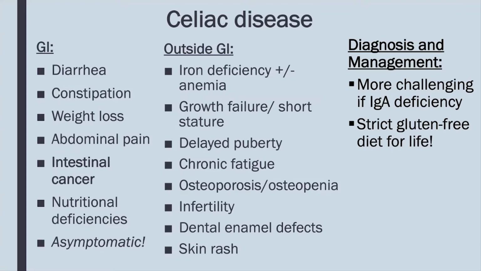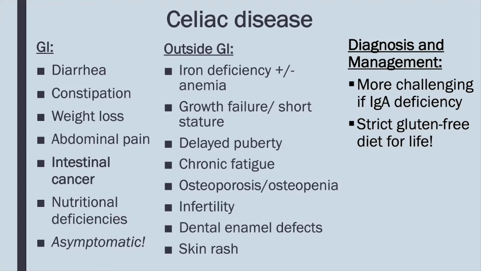The next topic I wanted to share is that of celiac disease. On the left column, you'll see some GI symptoms that can happen when you have celiac disease. These are very variable. So some patients present with diarrhea, others with the total opposite of constipation. Some have weight loss, some have abdominal pain. Over the long term, if celiac disease is not treated properly, it can lead to intestinal cancers, which is why it's so important to identify and to treat it. Celiac disease can also lead to nutritional deficiencies, and ironically, some patients with celiac disease don't have any GI symptoms at all.